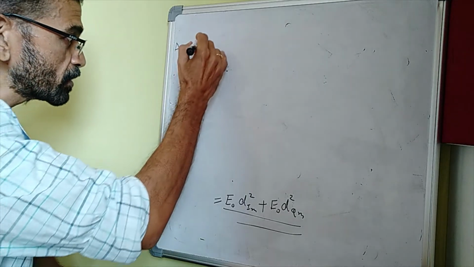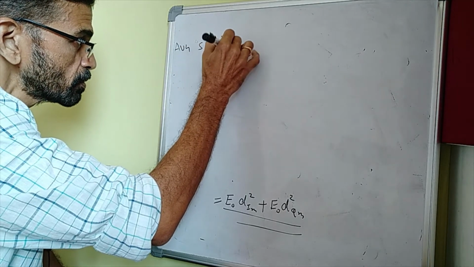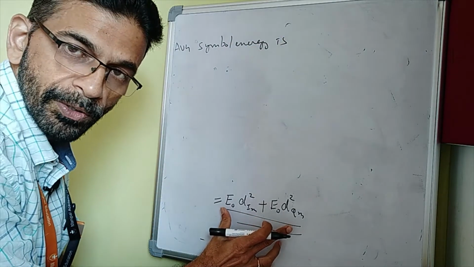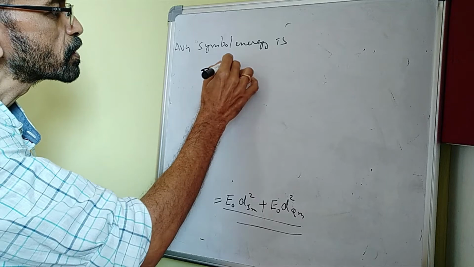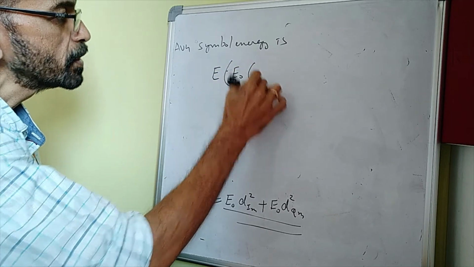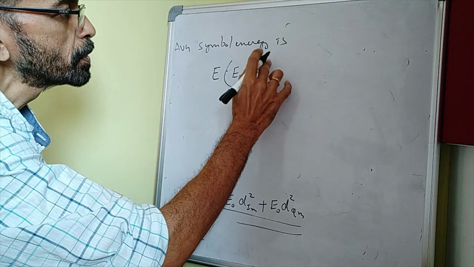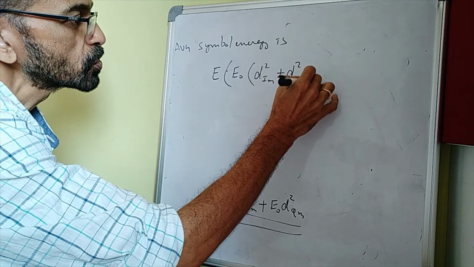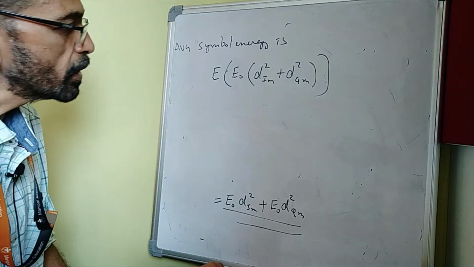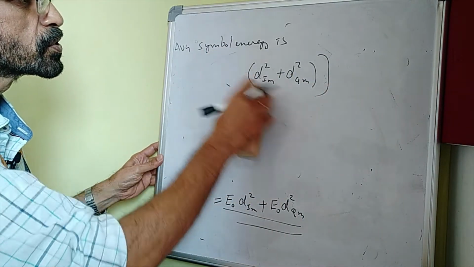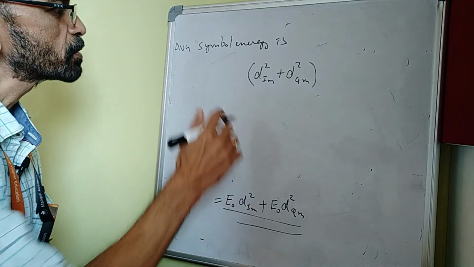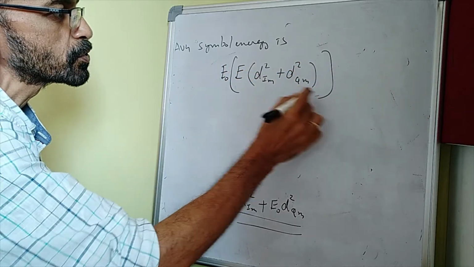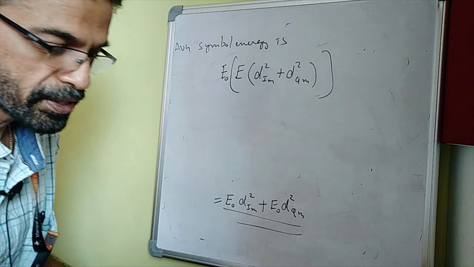AVG stands for average. Symbol energy is the expected value of E naught into d square im plus d square qm. And of course E naught is just a deterministic term, so that becomes E naught into the expected value of this. So this, if you calculate, you will get the average symbol energy.